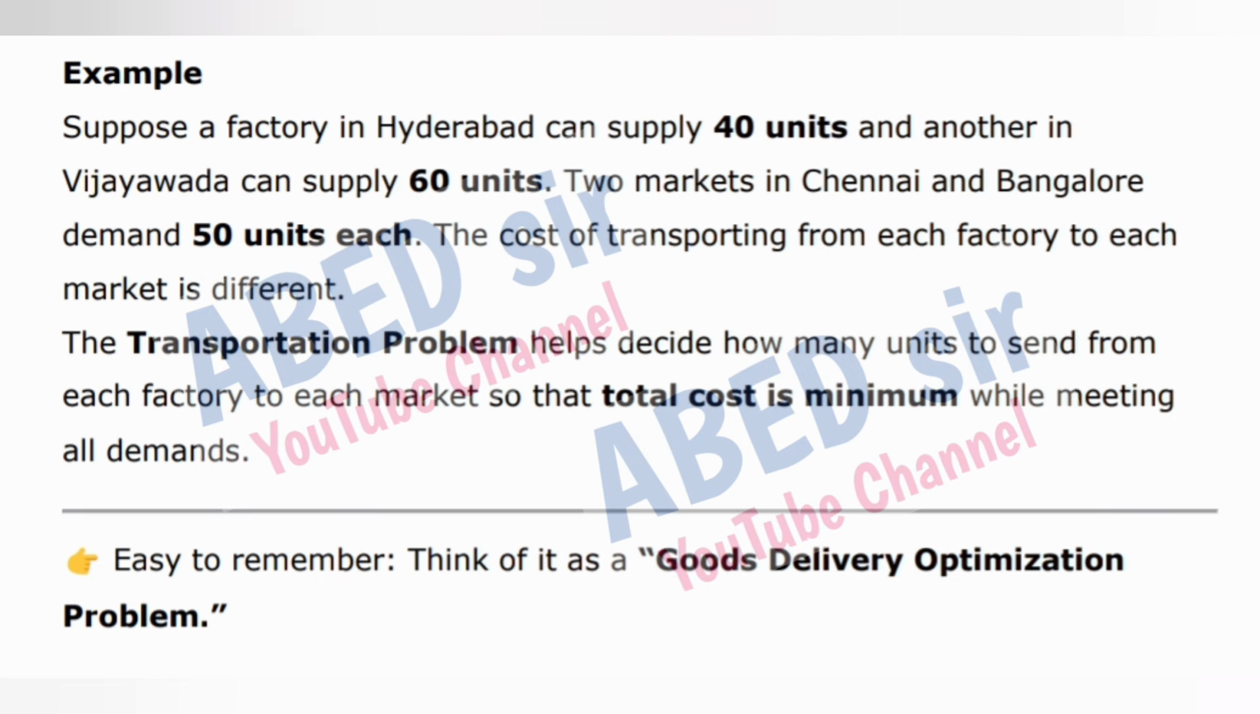Example. Suppose a factory in Hyderabad can supply 40 units and another in Vijayawada can supply 60 units. Two markets in Chennai and Bangalore demand 50 units each. The cost of transporting from each factory to each market is different. The transportation problem helps decide how many units to send from each factory to each market so that total cost is minimum while meeting all demands. Easy to remember, think of it as a goods delivery optimization problem.